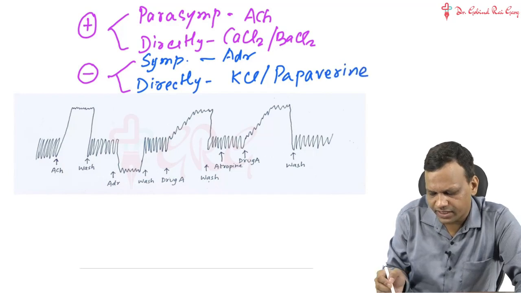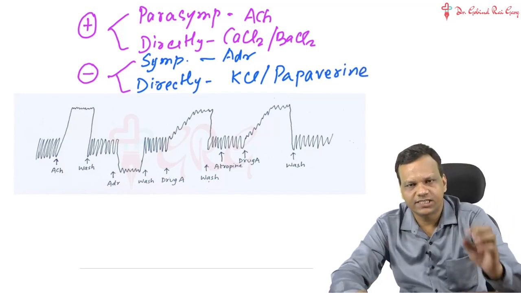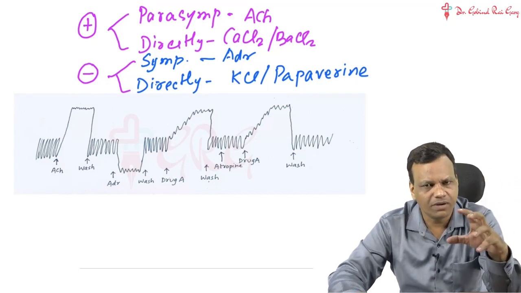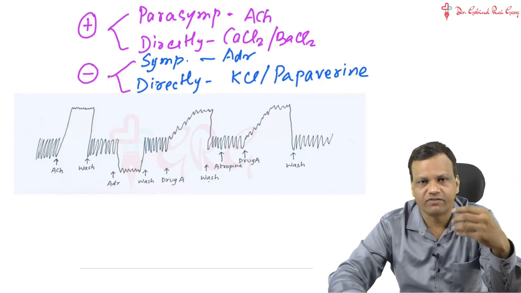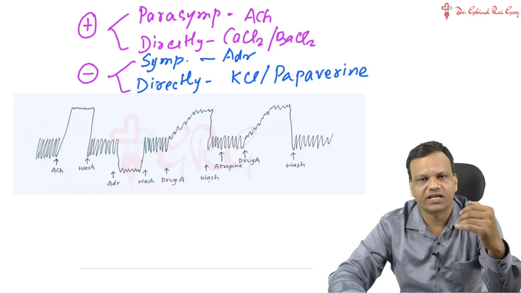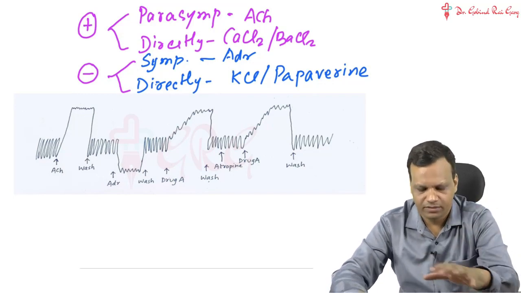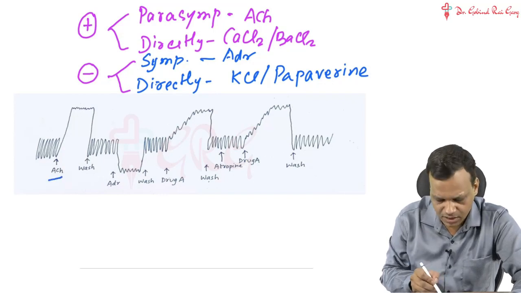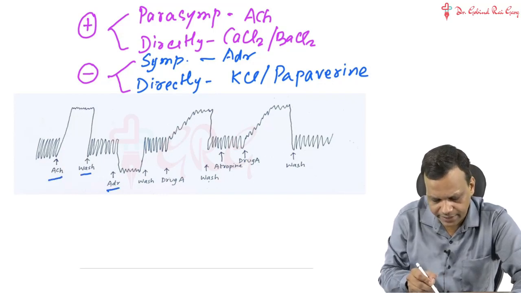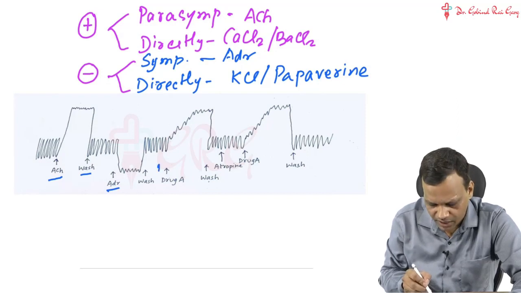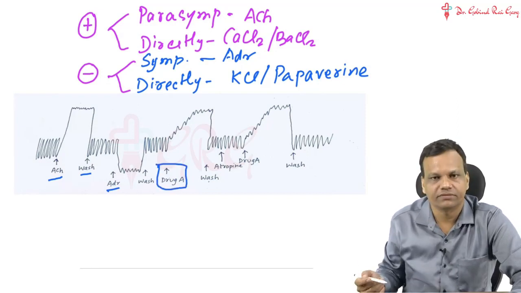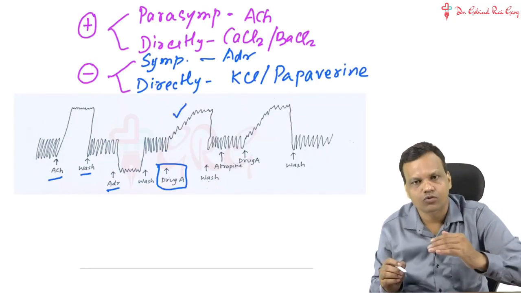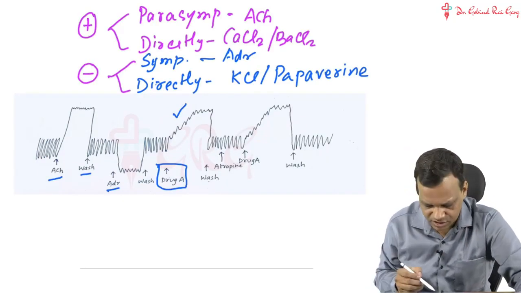So you need to identify by looking at the graph which out of these four drugs it is. A simple method to identify: first you need to see whether the drug is stimulatory or inhibitory. If we see here, first we give normal acetylcholine, graph increases, then wash, normal adrenaline, graph decreases, and now we give unknown drug X. So what happened? The graph goes up, means the drug is stimulatory.